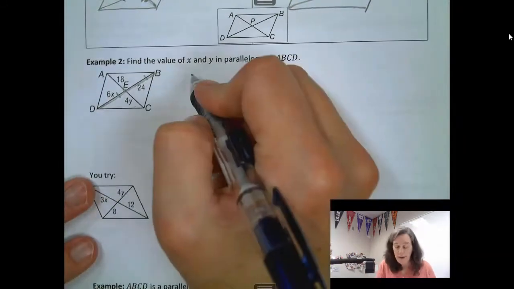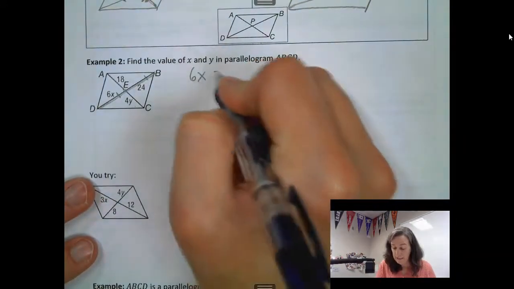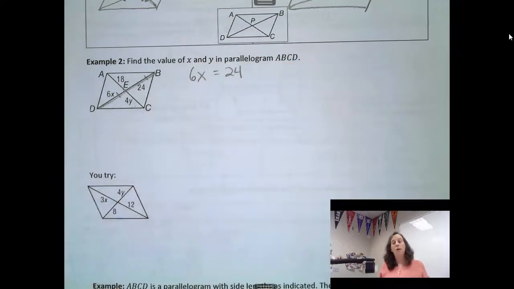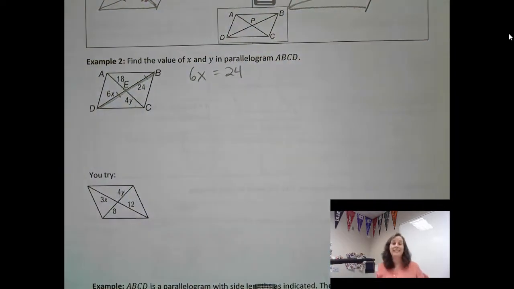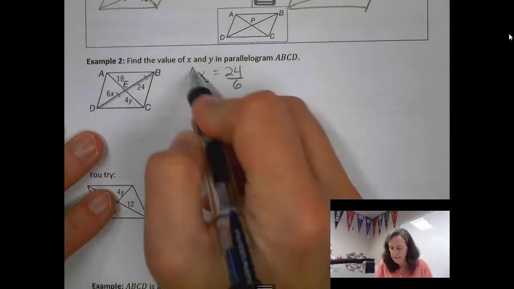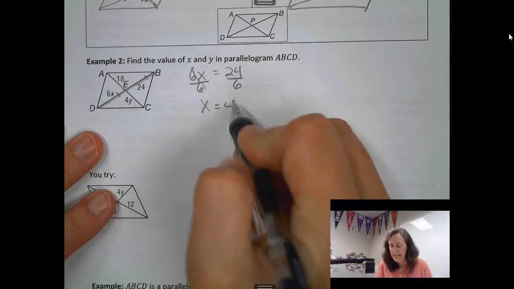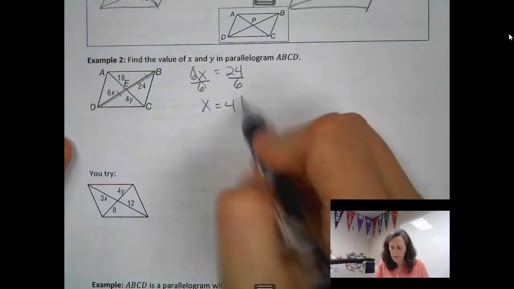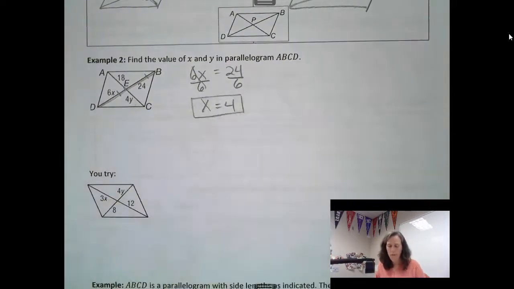So let's solve that for x then. If we set that up, 6x equals 24, we have an equation with just x in it, so we can solve this. Divide by 6, divide by 6, and x equals 4. We got one.